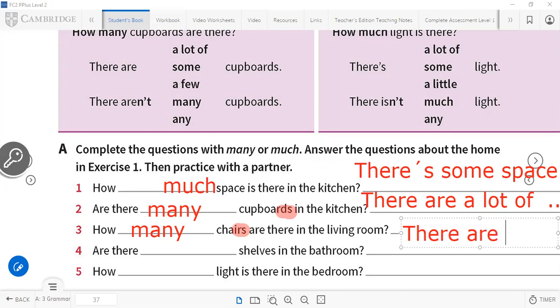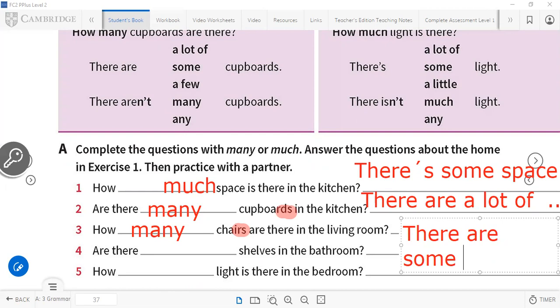Okay, there are, for example. Also we can use it in negative. But we can use there are a lot of, or there are some, for example, there are some cupboards. Some cupboards, right?